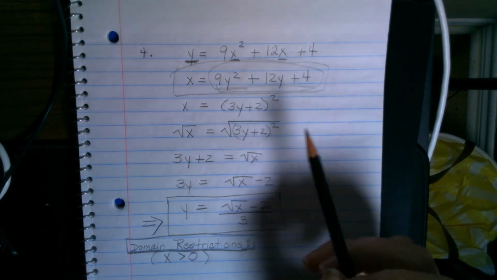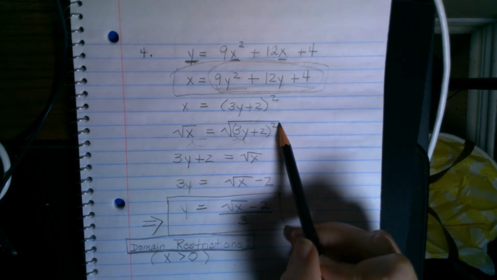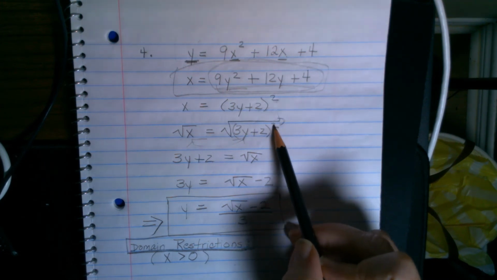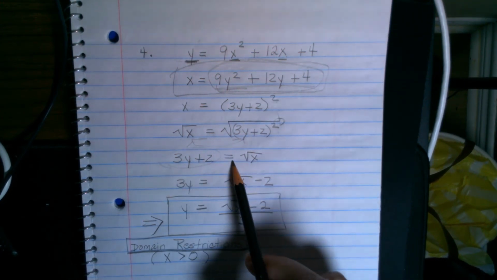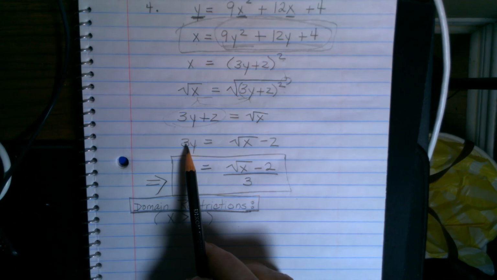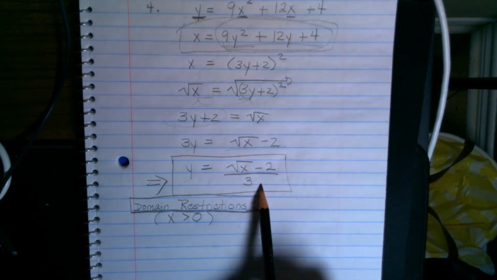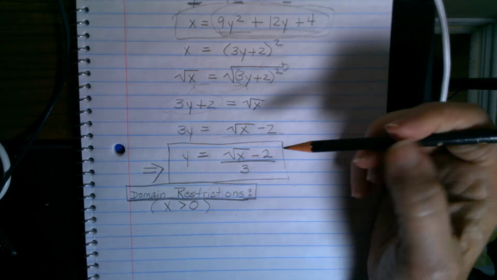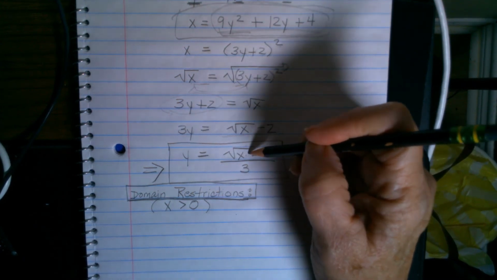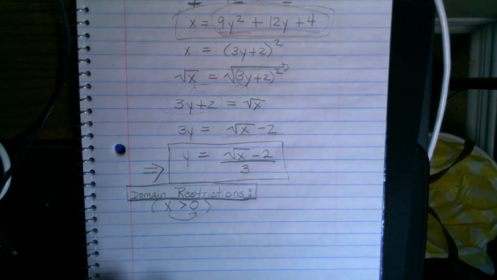We're solving for y, so we need to take the square root of both sides. And I'm going to flip these around and once we take the square root of 3y plus 2 squared, these two things are going to cancel each other out. So we'll get 3y plus 2 equals the square root of x. Okay, now we have one last step. Divide by 3, divide everything over here by 3, and y equals the square root of x minus 2 over 3. Now we know that the domain goes with x, and we can't have a negative x. So the domain restrictions, x has to be greater than 0. And that's it for number 4.